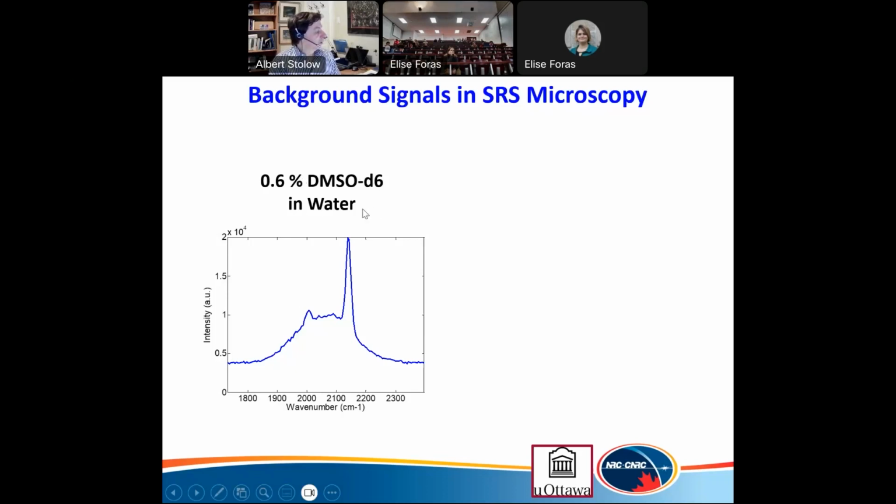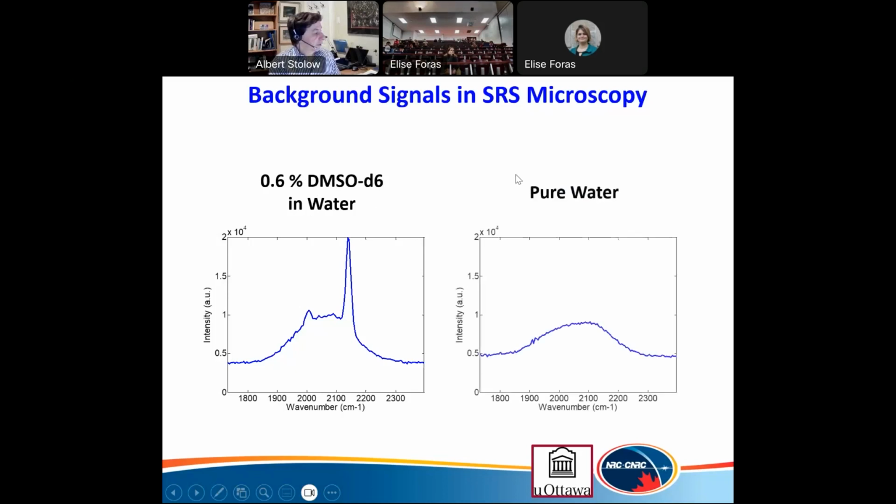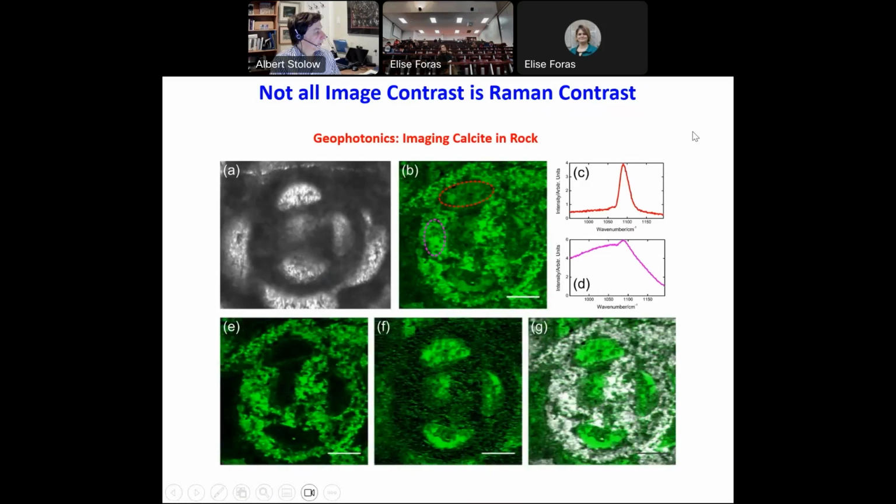Let me remove my molecule completely and just have pure water, which should be non-resonant. And you can see that there still is a signal there. It's non-resonant. So what can that be? Why is there a signal even though there's something non-resonant? This is a problem for the following reason.